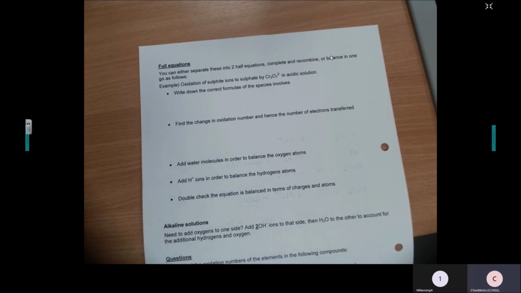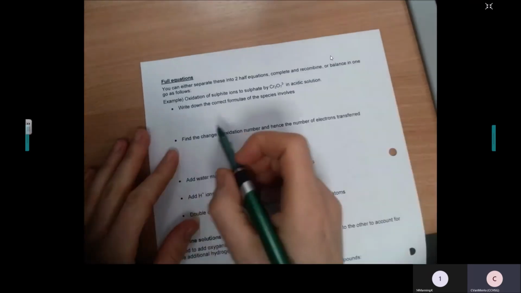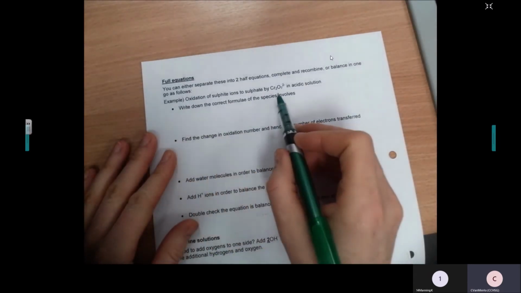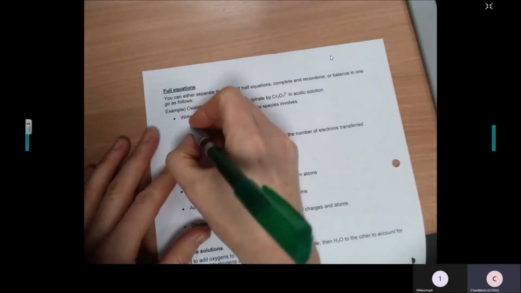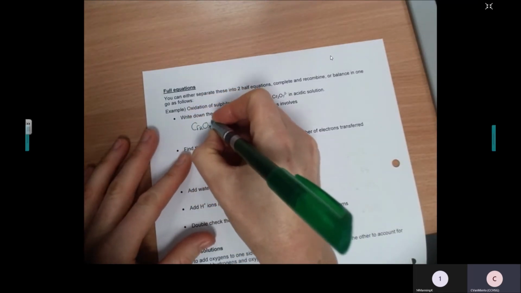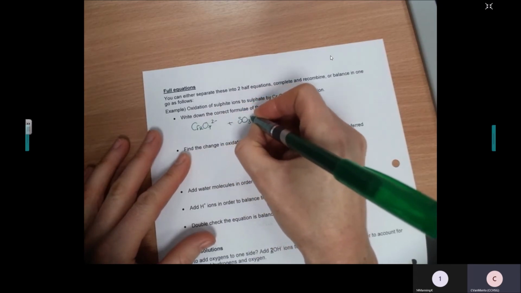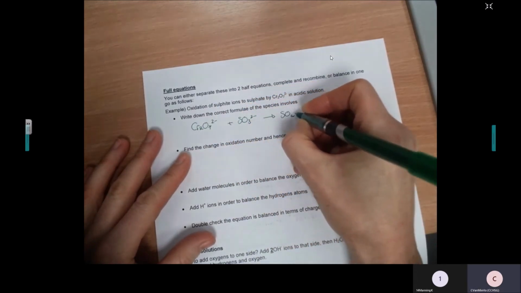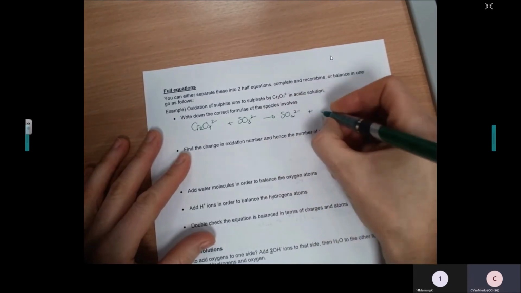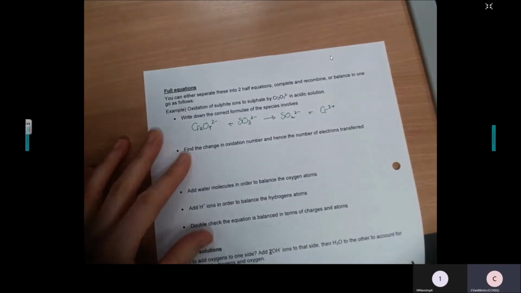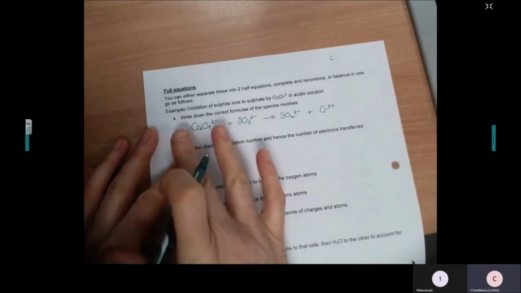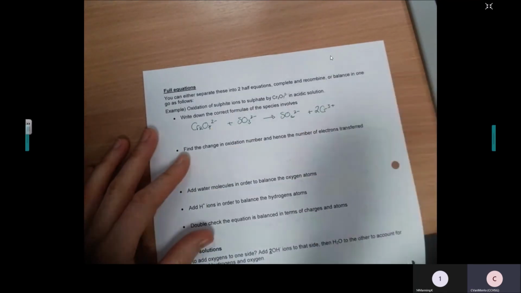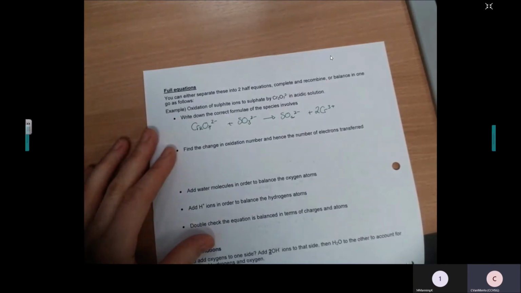So first thing to do is write down the correct formula of the species involved. So this time we want to know about the oxidation of sulfite ions to sulfate by dichromate ions. So on the left hand side we're going to have the Cr2O7 2- reacting with our sulfite ions, producing sulfate ions, and I hadn't added it on, but it's Cr3+, just like we did before. Remember that because the dichromate has the two chromiums, you will always need two of those. So I put the two in there to start with. So any scaling up we might need to do will be with that two in.